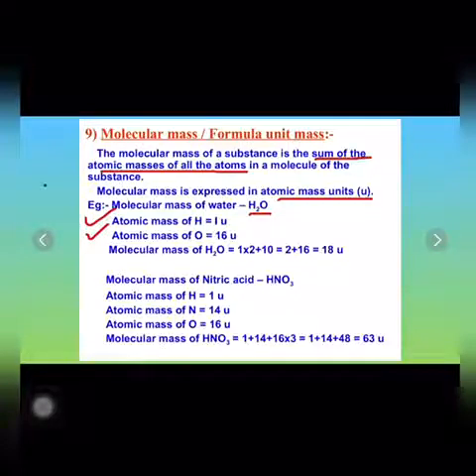As you can see in the formula, water is made up of 2 hydrogen and 1 oxygen. So we have multiplied the atomic mass of hydrogen by 2 because there are 2 hydrogen atoms present in water, and 1 oxygen. So when we add the atomic masses of both these atoms, we get the molecular mass of water as 18 units.